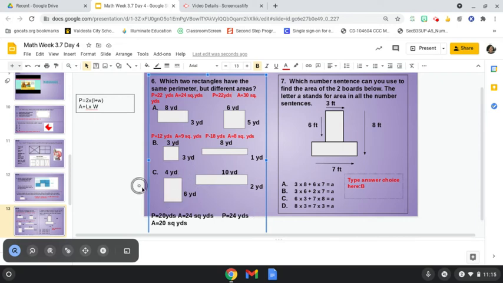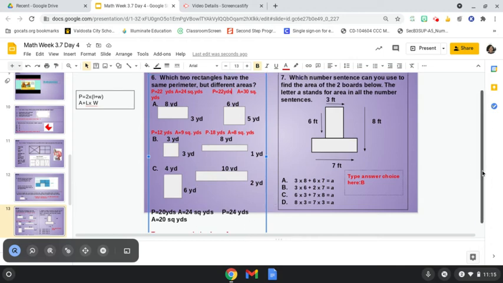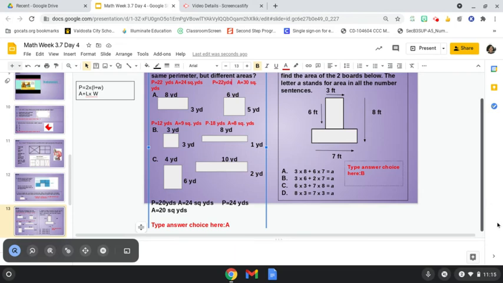Here, the perimeter, 4 plus 6 is 10 times 2. That would be 20 yards. 10 plus 2 is 12, 12 times 2, 24 yards. So we see the answer here is A.